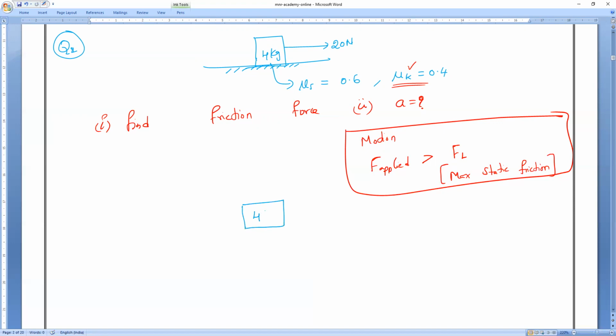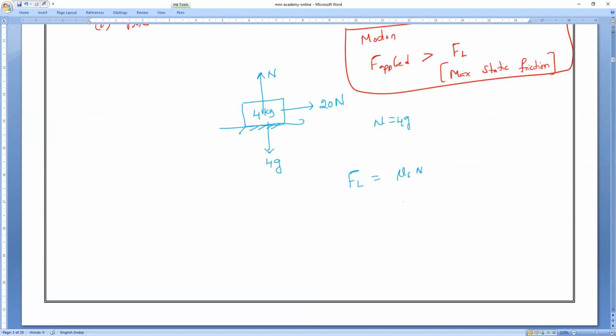So 4 kg means immediately you have to draw a surface. Downwards, weight is acting. What is the weight? 4g. Normal is N. Now, how much is the applied force? Applied force is 20 newtons. So we have to find F limiting. F limiting is equal to mu s into N. From this we can find it, N is equal to 4g. So that's all. Solve it.